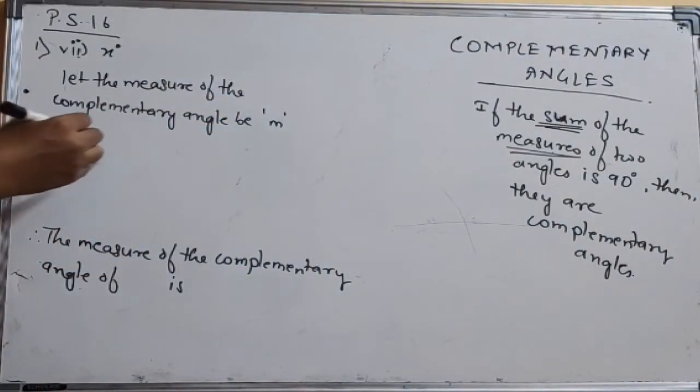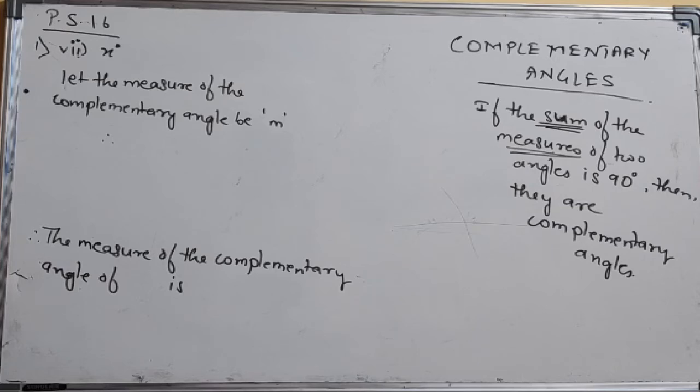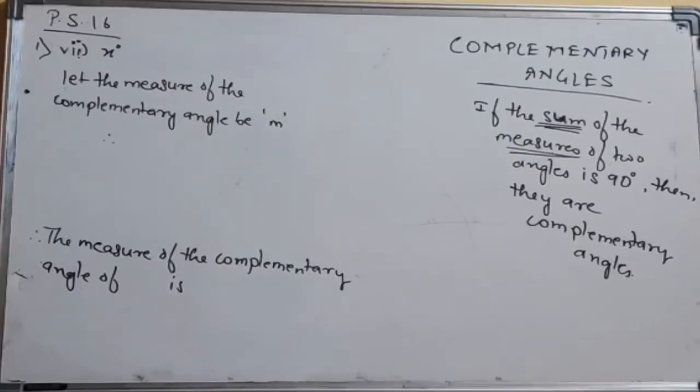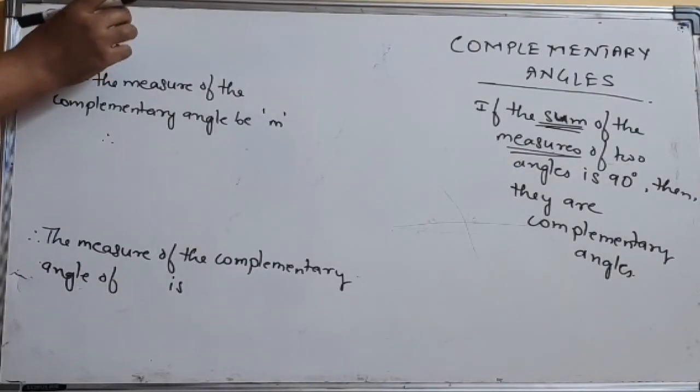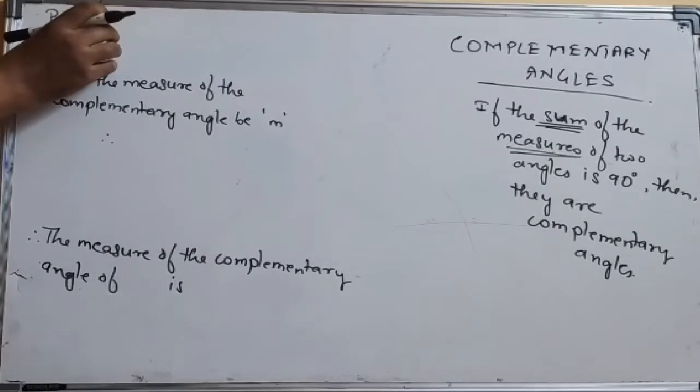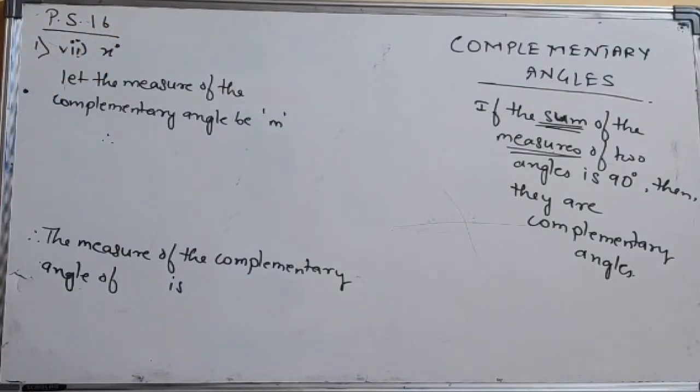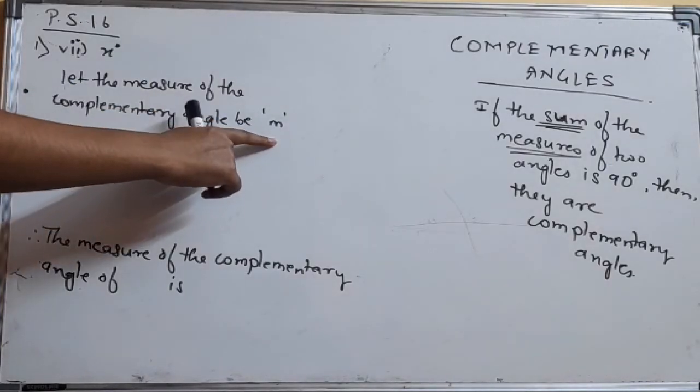Now, see students, there were numbers in the previous examples. Now there is a variable. Don't get worried. This is just a variable, which means this number can be anything. They have not given you a number. This is a generalized statement. So if the measure of the angle is x degree, then what will be the measure of the complement of this angle? So we are going to say let the measure be m.